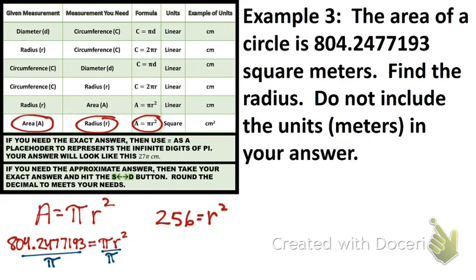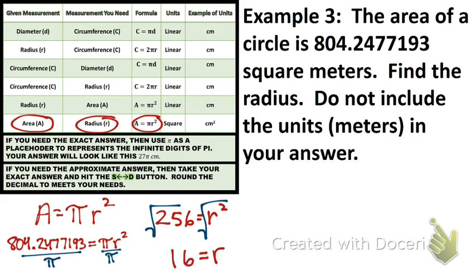The next step is the one where people are most likely to make a mistake. Right now, it's not telling us that the radius is 256. It's telling us the radius squared is 256. So we're going to need to take the square root of both sides of the equation so that our r squared becomes an r, and our 256 actually becomes the radius. So we take the square root of both sides, and the square root of r squared is r, and the square root of 256 is 16.